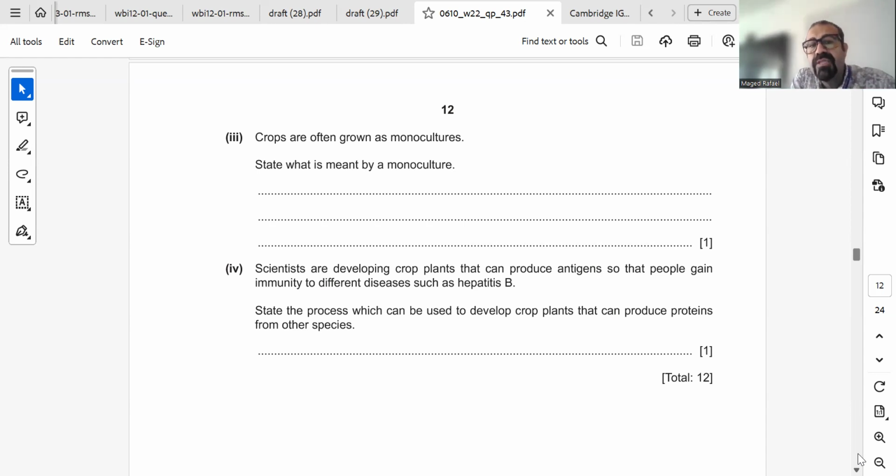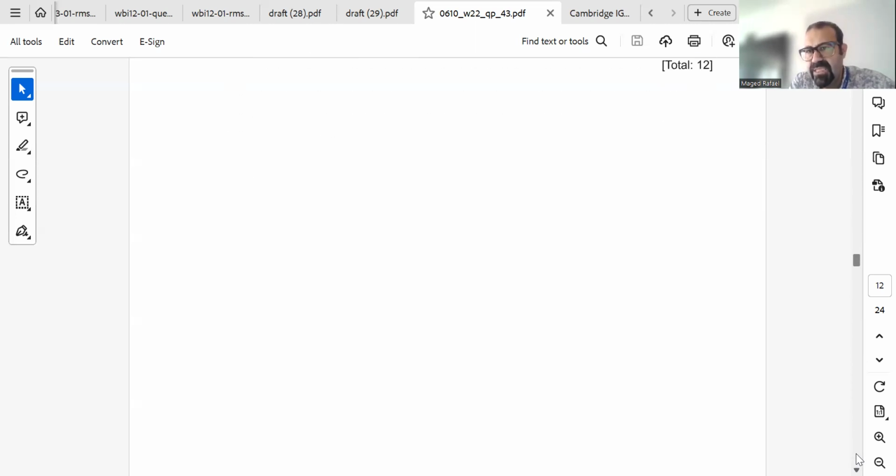Question IV, scientists are developing crop plants that can produce antigens so that people gain immunity to different diseases such as hepatitis B. State the process which can be used to develop crop plants that can produce proteins from other species. What do you think? ايه النيم بتاع البروسيس اللي can be developed في الكروب plants to produce protein from other species? Is this genetic engineering? Genetic engineering or genetic modification? Bravo يا أسامة. Genetic engineering or genetic modification, this is perfect.